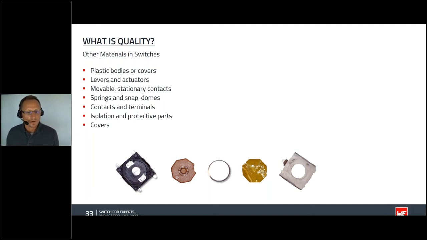A switch, no matter how big or small it is, represents a complete system. And this system can only be as good as the weakest component inside. We already mentioned points like environmental influences, like temperature, humidity, and so on. Another critical component, especially inside of the switch, is the snap dome.